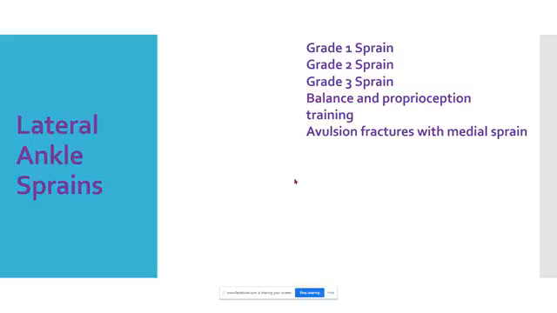Alrighty, lateral ankle sprains. I think this is the last one. Like I said, you have some really big ligaments on the inside of your ankle, so it's not very common that you'll roll your foot outwards and get a sprain of the inside ligaments. It's much more common to have a lateral ankle sprain, or a sprain on the outside of your ankle.